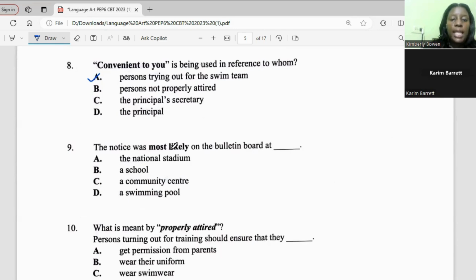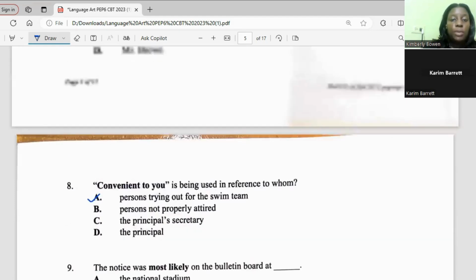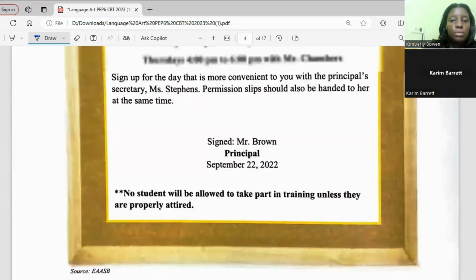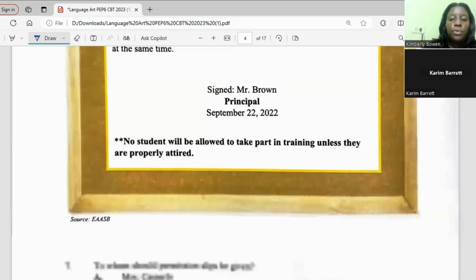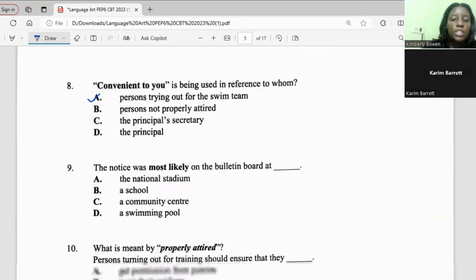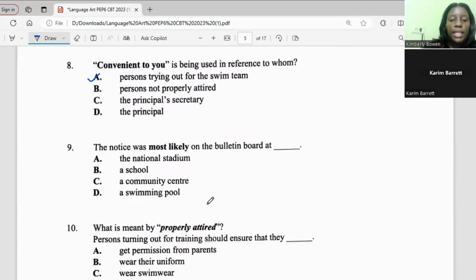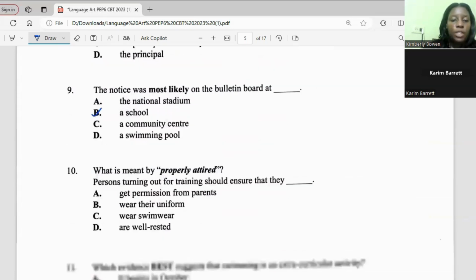The notice was most likely on the bulletin board at a national stadium, a school, a community center, or a swimming pool. Let's look at the notice one more time. Okay, so it's definitely at the school, and it refers to the principal, and it also refers to the swim team, which is more likely the school swim team. Let's move on to number 10.